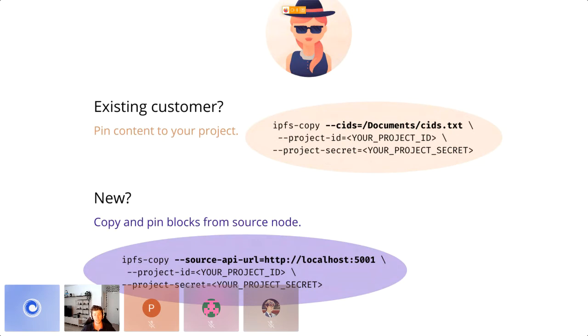So if you are already an existing customer, and you were using Infura for the last months, maybe last year, and you have a lot of content that you know all the CIDs about, what you can do is use the IPFS copy command, and you can define the CIDs flag. And then your credentials, of course. The CIDs file is going to be a file where every line is separated by a line break character with a CID in there. And what's going to happen is that the IPFS copy command is going to take all those CIDs and pin them to your project. Right afterwards, they are going to be available in your dashboard. They are going to be republished to the peer-to-peer network, so other providers or other nodes on the IPFS network can access them, and so on.